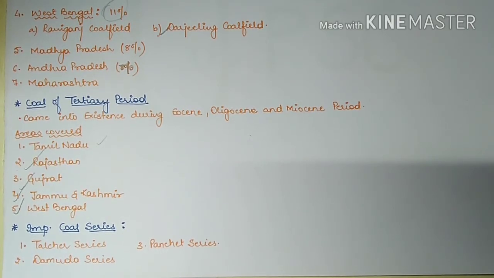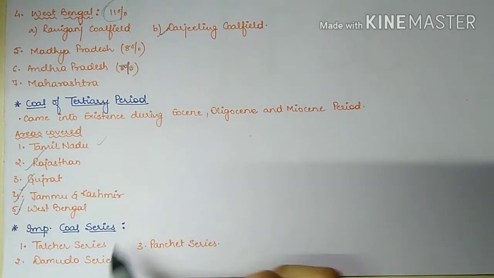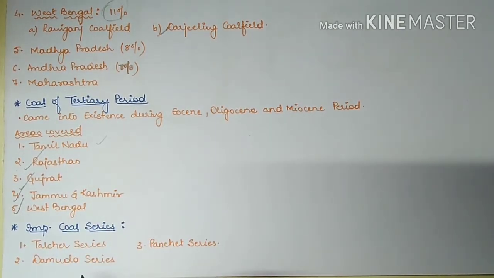Next is Panchet series. Panchet series is the youngest series of Lower Gondwana system and it lies in the south of Raniganj. Okay. Now this series contains greenish sandstone shales and iron rich rocks, but they are devoid of coal seams. Now we have Wardha Valley of Maharashtra that is outlining this series. Now this was the distribution of coal in India.